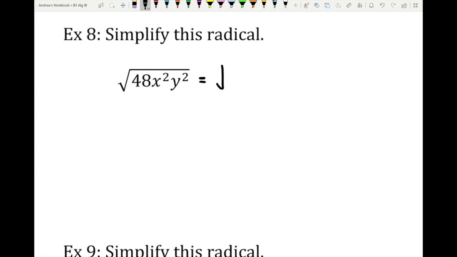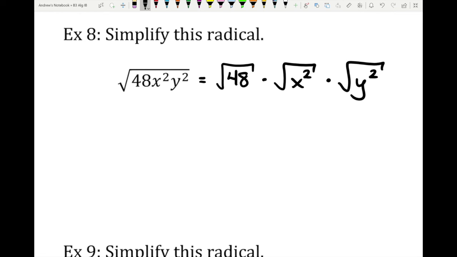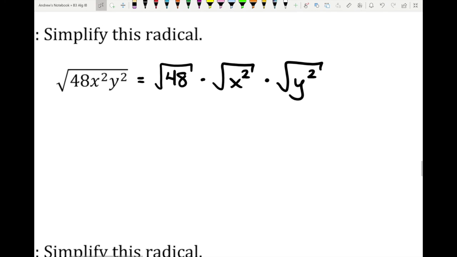You can split this up into the square root of 48 times the square root of x squared times the square root of y squared. So I just took each one of those little pieces and broke it up into its own chunk, and that's something that we can do. Then I'm going to approach 48 the same way I would normally. I'm doing a factor tree there.